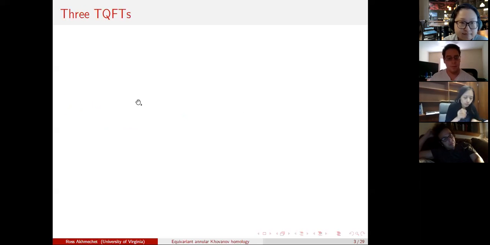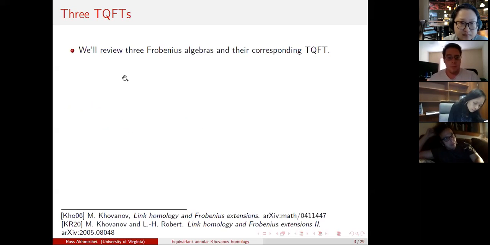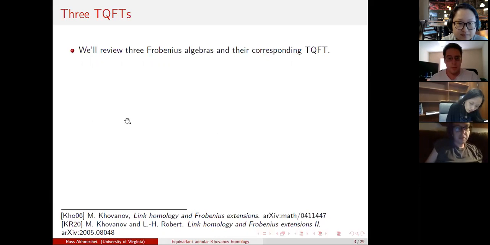So let's start with the various link homologies. I'm going to review 3 Frobenius algebras and the TQFT that corresponds to them, following mostly these 2 papers, which summarize some of these Frobenius extensions and some of their properties. So pretty much everything I say in this section is in one of these 2.